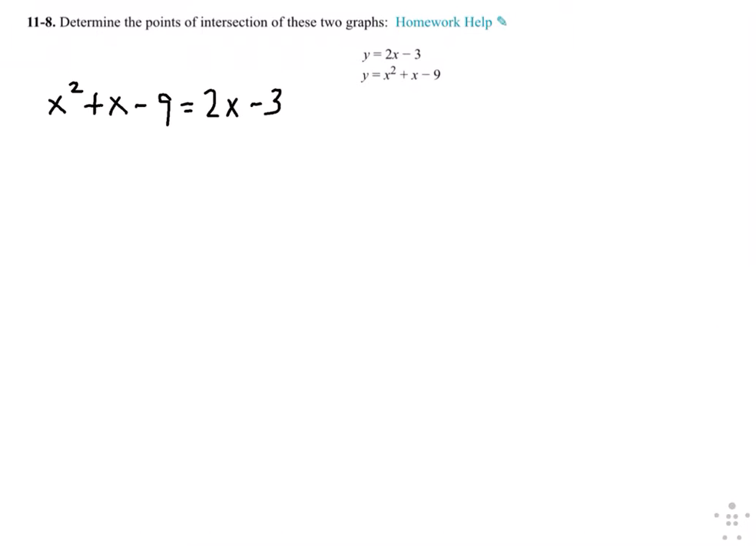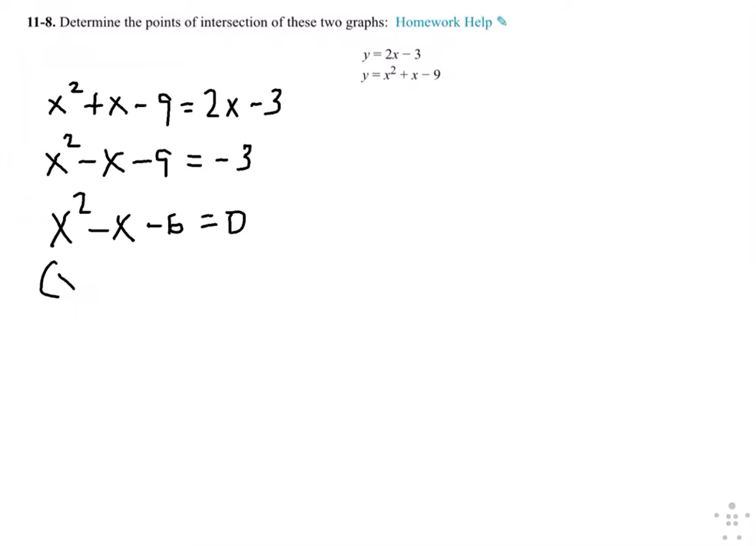We subtract 2x from both sides, so I get x squared plus x minus 2x, which is minus x, minus 9 equals negative 3, and then add 3 to both sides. x squared minus x, minus 9 plus 3 is minus 6, equals 0. Now we have a quadratic equation, right? So ultimately, I would like to solve this in the quickest method possible. Factoring is always the quickest if it's possible, so let's do it.